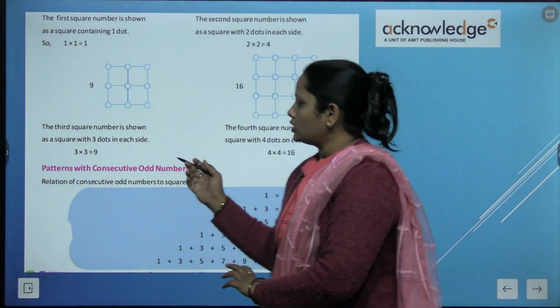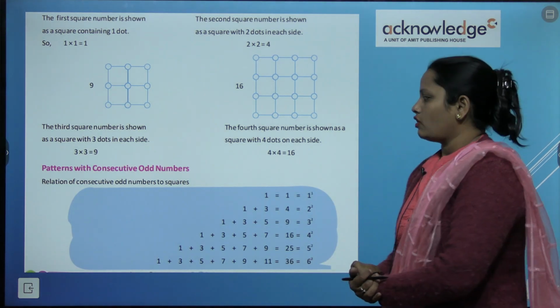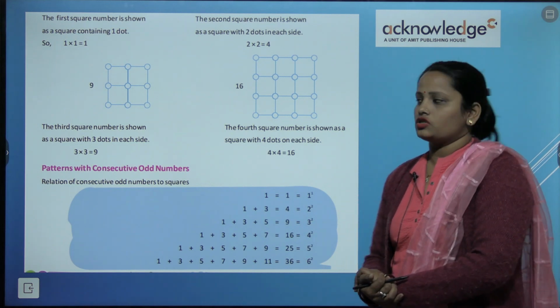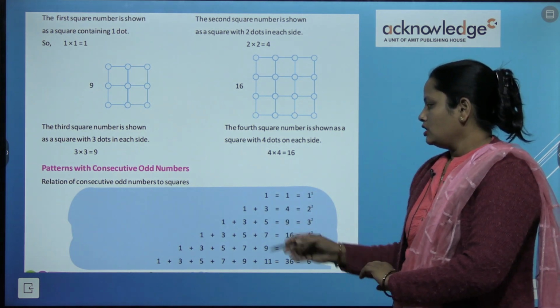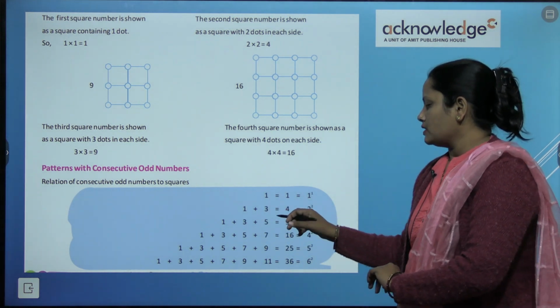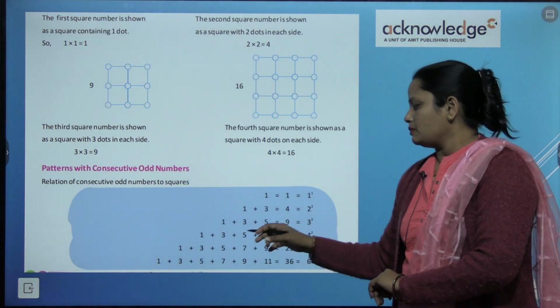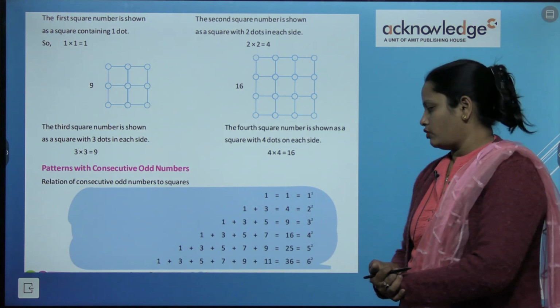So patterns with consecutive odd numbers. Relation of consecutive odd numbers to square. अब क्या relation है इन consecutive odd numbers का? Let's see. So 1 is written as 1. Now 1 plus 3 is 4, which is 2 square. 1 plus 3 plus 5 is 9, which is 3 square. 1 plus 3 plus 5 plus 7 is equal to 16, which is 4 square.